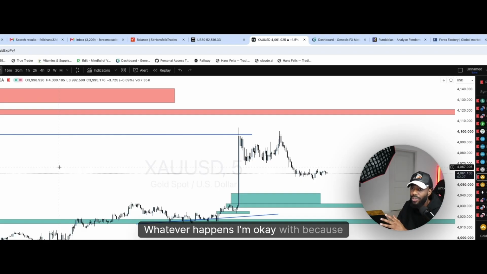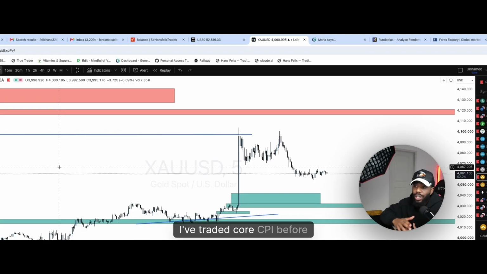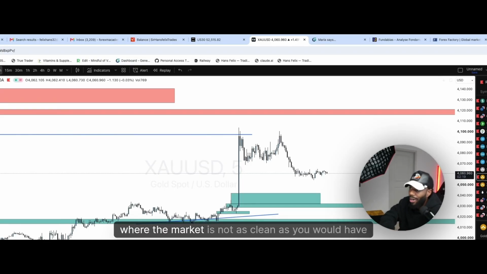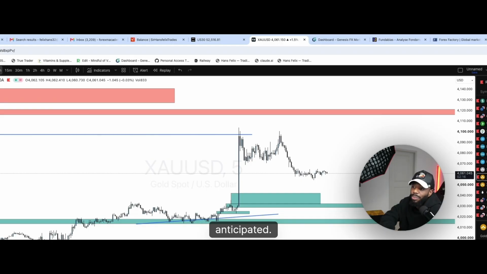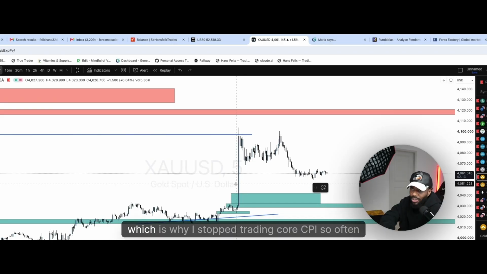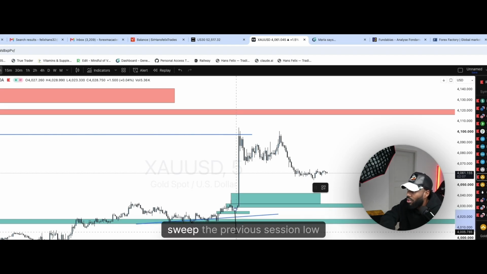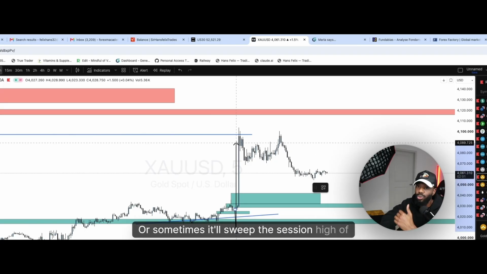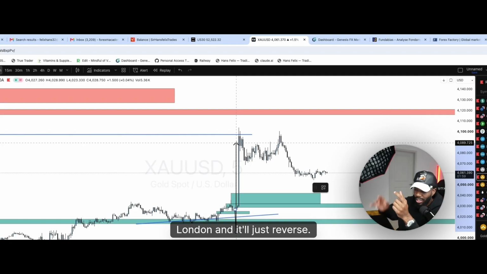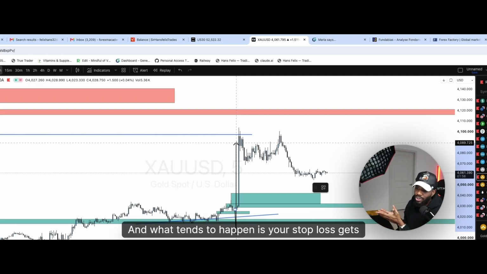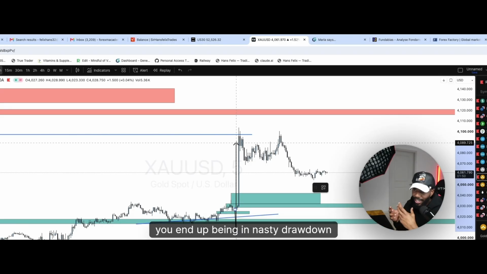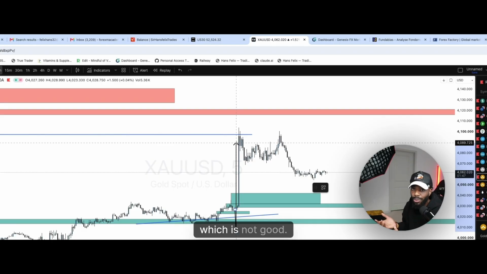Whatever happens, I'm okay with, because I've traded core CPI before, and there are times when the market is not as clean as you would have anticipated. Usually, what happened in the past, which is why I stopped trading core CPI so often, is the market might whipsaw, sweep the previous session low, and then run right back up. Or sometimes it'll sweep the session high of London and just reverse. What tends to happen is your stop loss gets wrecked, or sometimes servers might freeze and you end up in a nasty drawdown more than anticipated, which is not good.